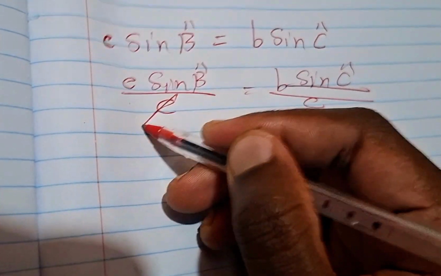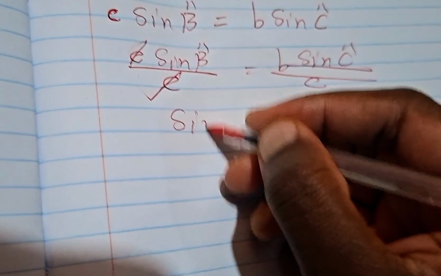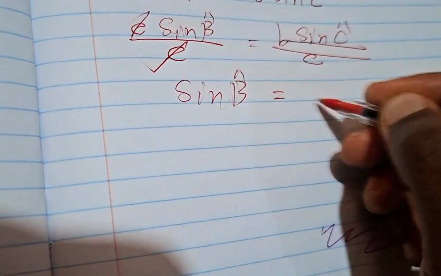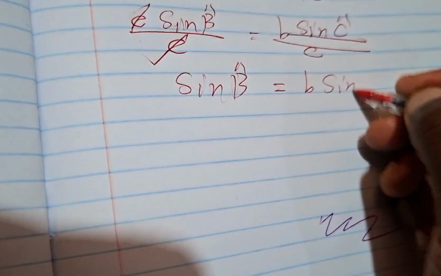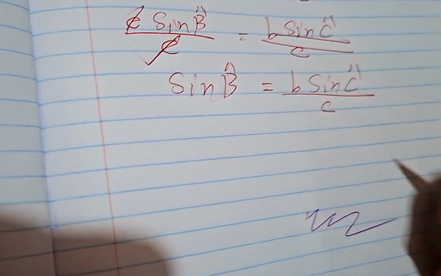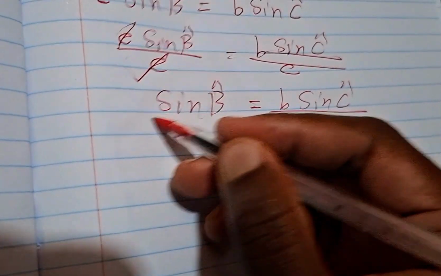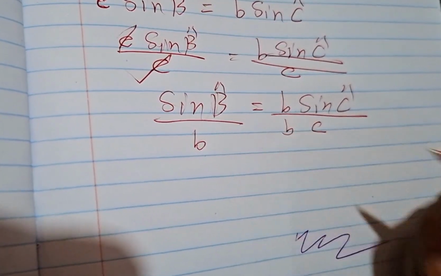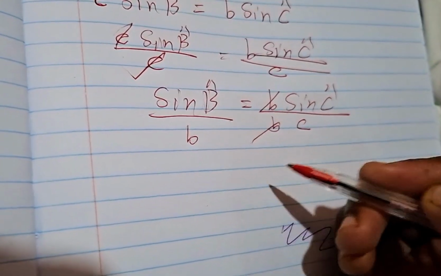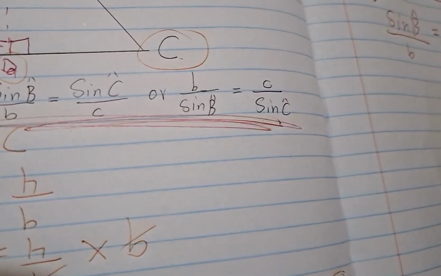Then this and this cancel, and we are left with sine angle B equals b sine angle C divided by c. So we can also divide the other side by b. We divide by b, and we divide by b, so this one kills that one. And then if you write this one again, you have proven this part.